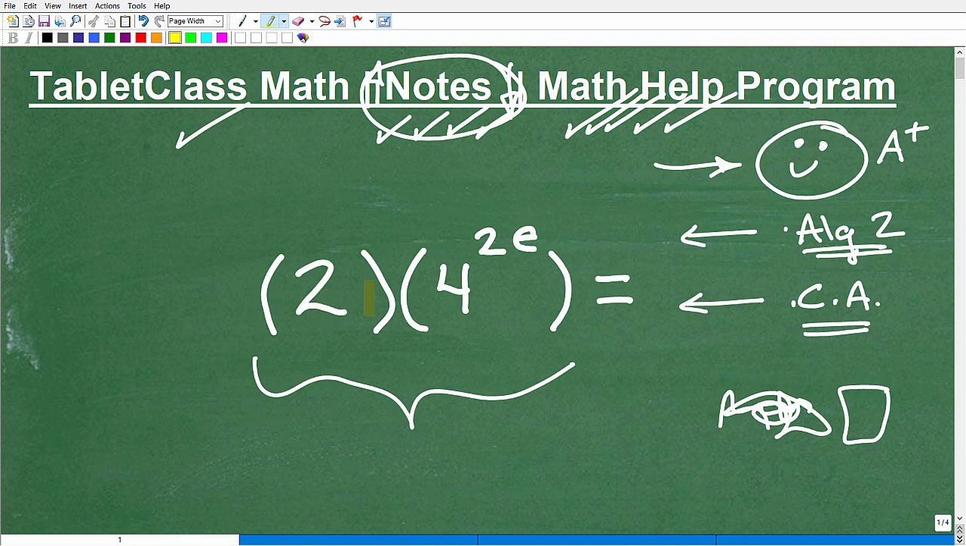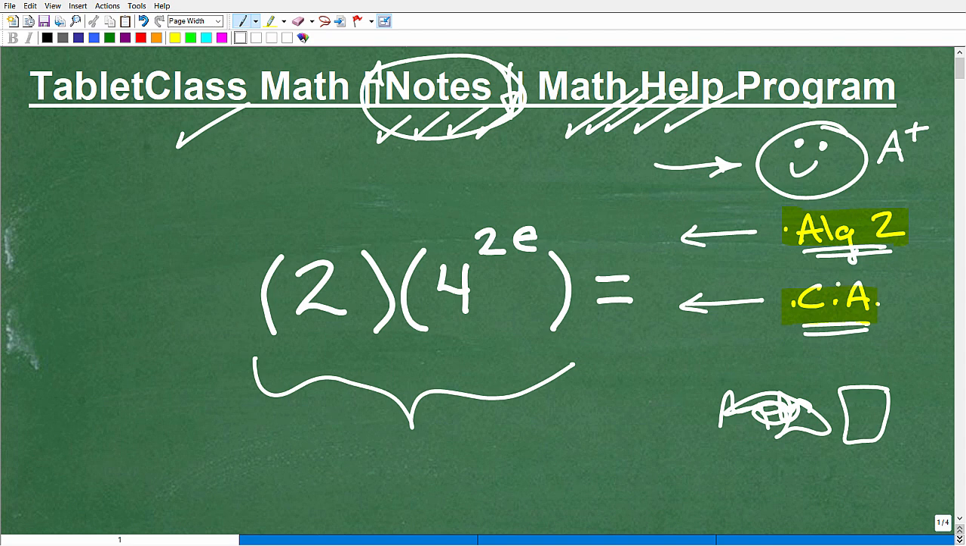Okay, so let's get into this problem. Here we have 2 times 4 to the 2e power. We want to approach this as if your teacher says, do this without a calculator, and/or do this problem and give me a decimal estimation of the answer. Both are good problems that you need to know, certainly at this level. If you can't do this problem, you're going to have a difficult time at this particular level of mathematics.